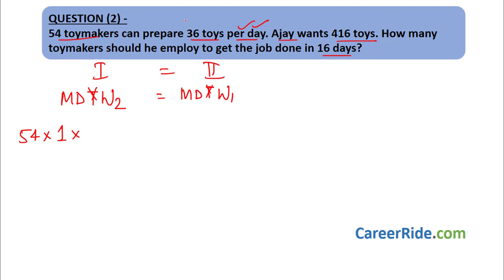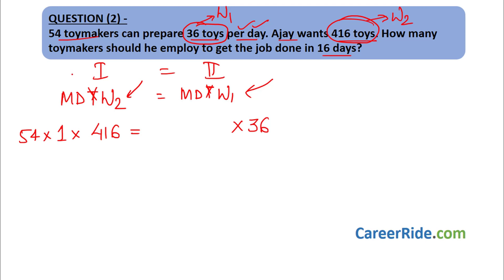Now, work done. What they have given? They prepare 36 toys per day. What is this? Preparing 36 toys is quantifying the work, that is nothing but work done. Work done in first case. Where will it come? It would come over here. So let's write 36 over here. Ajay wants 416 toys. 416, what does it mean? It is nothing but work done in second case. So that would come over here. So let's write 416 over here.